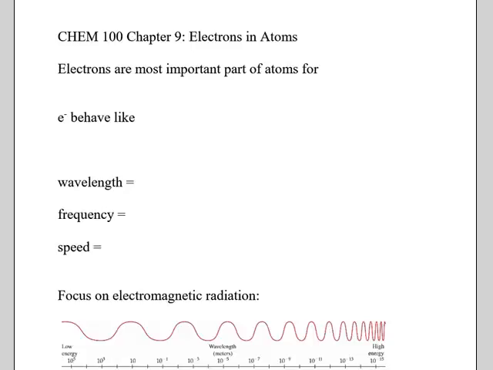In Chapter 9, we're going to look in more detail at the electrons. The reason that we focus on electrons is that electrons are the most important part of atoms if you're talking about chemical reactions. So to understand chemical reactions, we have to understand electrons. And it turns out that electrons have some property where they behave similar to waves.